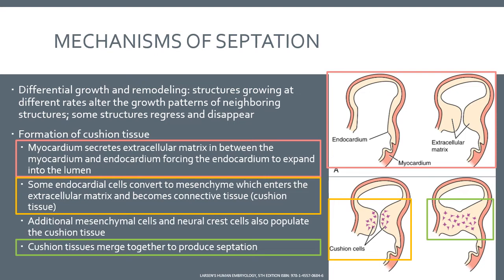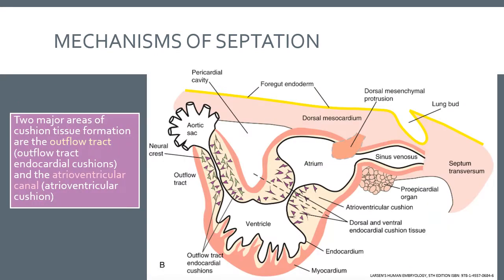And then finally, as the cushion tissues are growing, they will merge. The cushion tissues tend to be paired on opposite sides of a lumen, and as they grow together and merge, they form a septum. And that's another way to do it. Two major areas where we see cushion tissues forming to produce septum are the outflow tract and the AV canal.